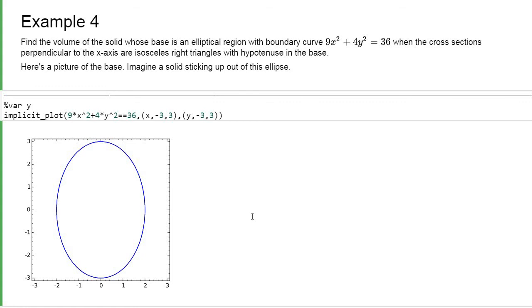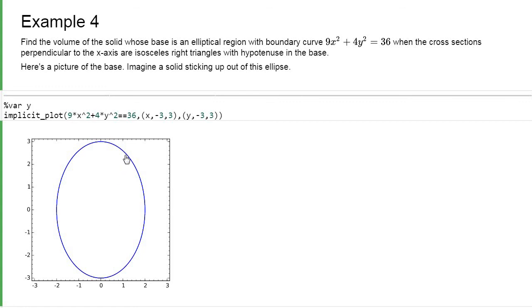And cross sections perpendicular to the x-axis. So if I take a cut this way, here's the x-axis along the bottom, left to right. If I take a cut this way, you have to imagine the solid, this is the base here on the screen, so the solid sticks out of the screen. When you take a cross section perpendicular to the x-axis, I cut this way, and I look at it, what I see is an isosceles right triangle whose hypotenuse is in the base.